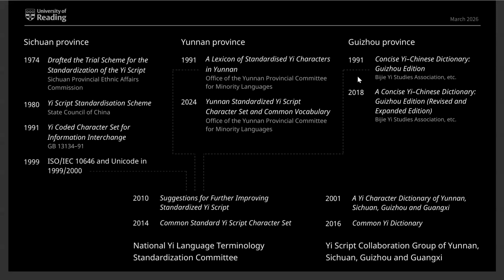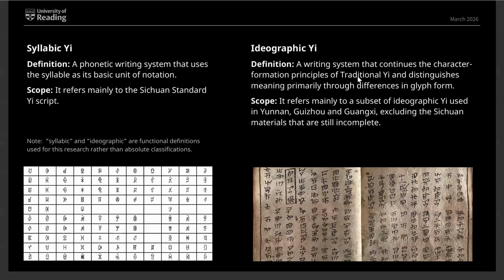For my research, however, the main focus is not on those proposed solutions, but on ideography. Before turning to that, I need to clarify how I use two terms in this talk. One is syllabic, as they refer to the modern standardized system represented by the Sichuan standard script. The other is ideography, as they refer to the traditional character materials used in Yunnan, Guizhou, and Guangxi. Those are functional definitions for this research, not absolute classifications.